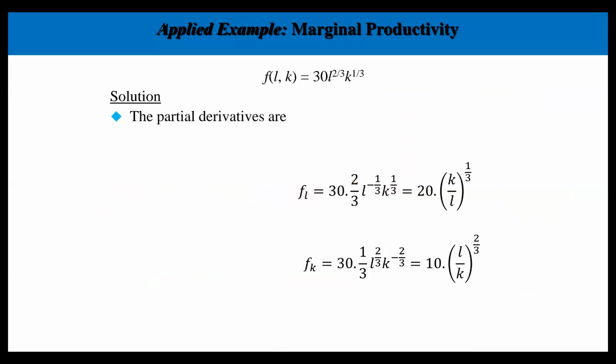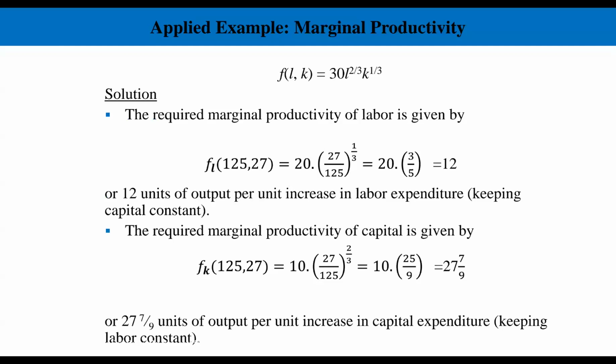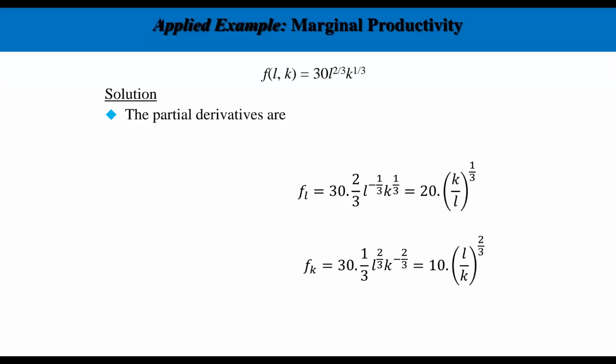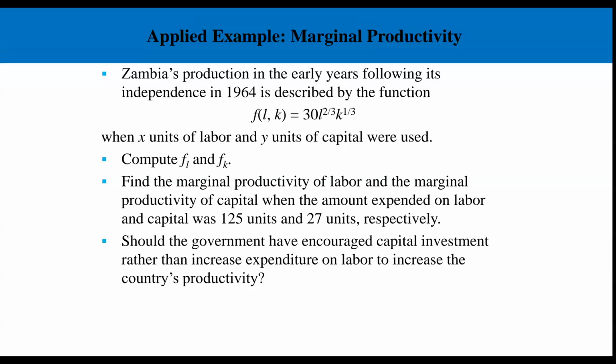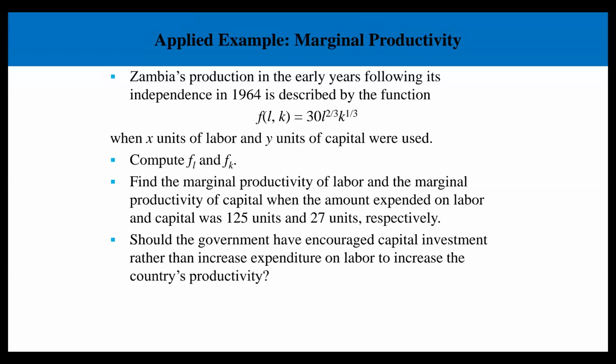Now, the question is still continuing. The question was asking what happens now to these marginal products when you're given these units. So let's say we are given this data. We want to find the marginal product when the units of labor L is 125, then capital is 27. So where there is labor, you put 125, then capital K, you put 27. What will be the marginal product?